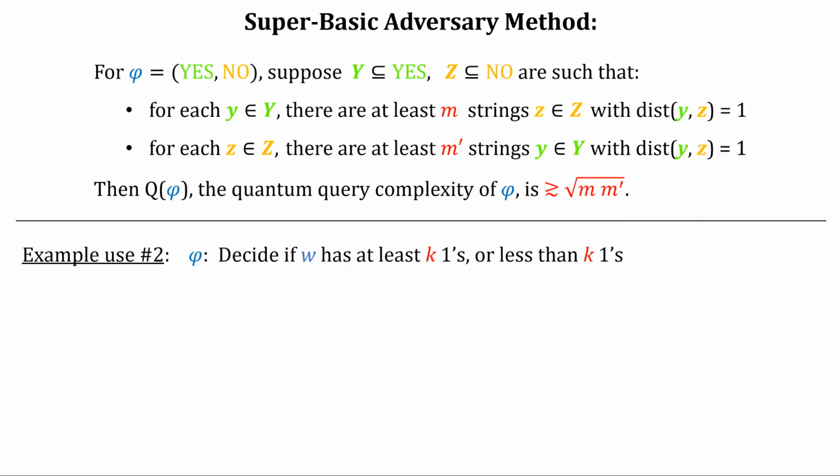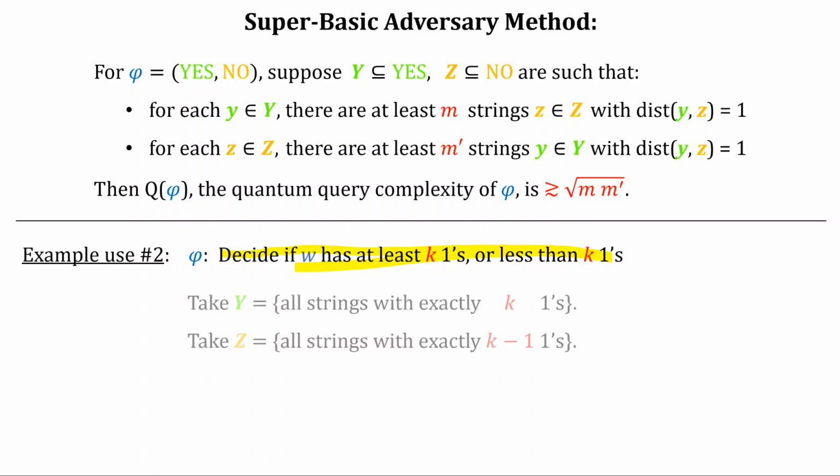Let me throw in a couple more examples since we have this nice theorem ready. Here's a generalization of Grover's problem. For a parameter k, let's say you're trying to decide whether w has at least k 1s or less than k 1s. The problem we just saw is when k is 1. That was Grover's algorithm, but you can think about it for general k. A nice example is when k is n over 2. Then you're trying to decide if the unknown string w has more or less than half of its coordinates being 1. And this problem actually gets harder the larger k is.